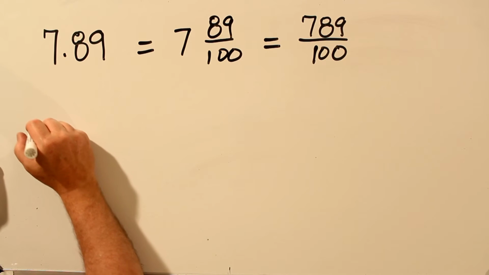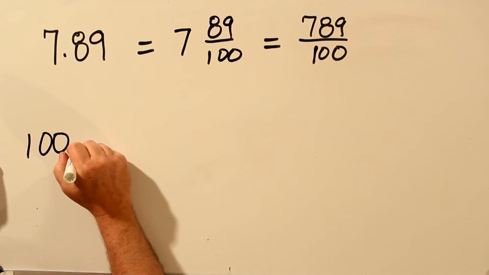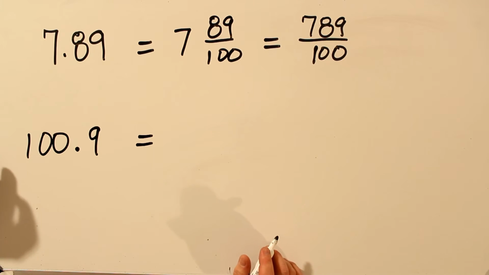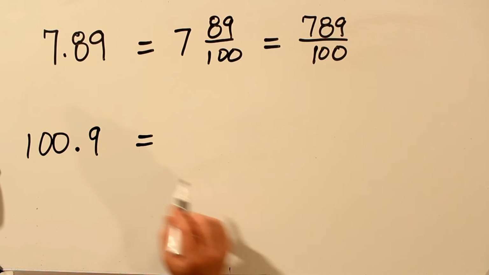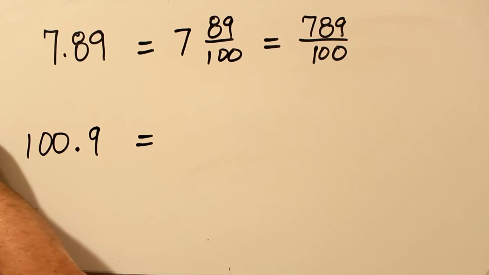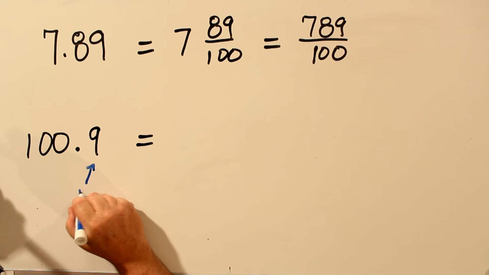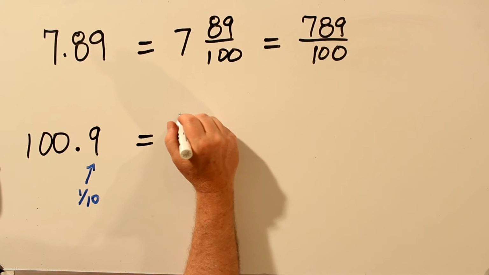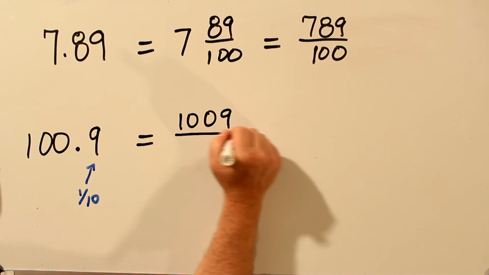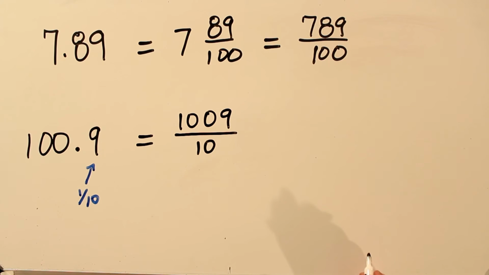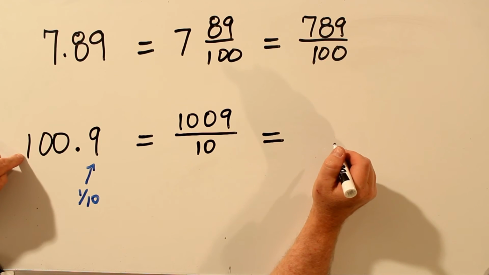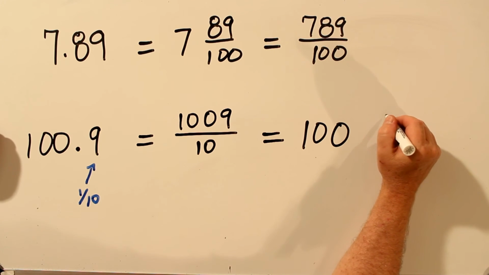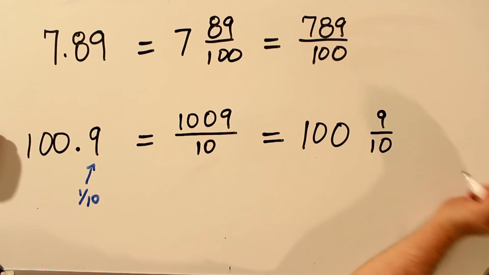Let's do one more. 100.9. Written as a fraction. Well, let's just take the whole thing over. Remember, we're only dealing with a tens place here. Let's take the whole thing, 1009 over 10. Or we could take the 100 away as a whole number. We're left with 0.9. 0.9 as a decimal is 9 over 10.